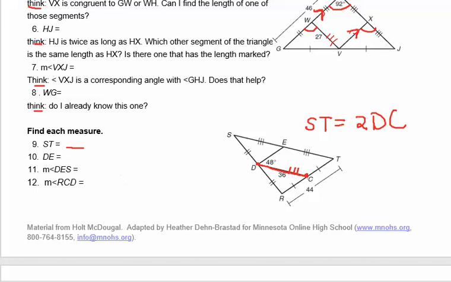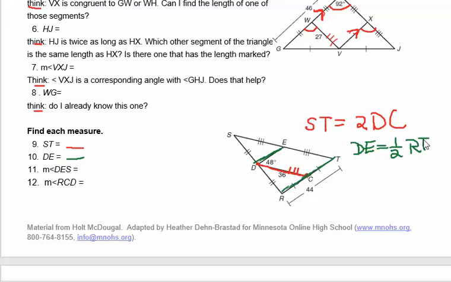In number 10, we are looking for DE. Okay, the length, that means the length of DE. Here's DE right here. And DE is the mid-segment, which will be half as long as RT. So DE is going to be half as long as RT. And RT, we know that length is 44. So if we just take half of 44, we'll have the answer for DE.